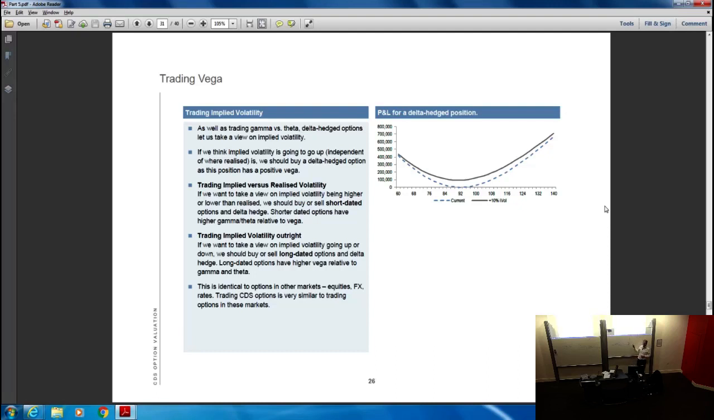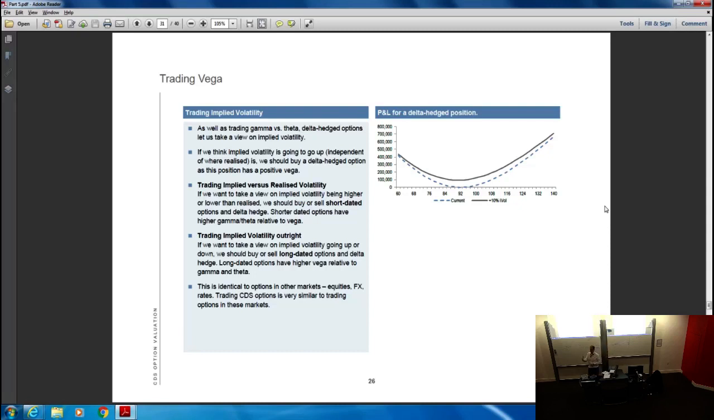Your Vega is highest for longer-dated options. As you get to shorter-dated options that look something like this, your Vega actually gets quite small. The other thing is your delta, or rather your gamma, is the highest for short-dated options.